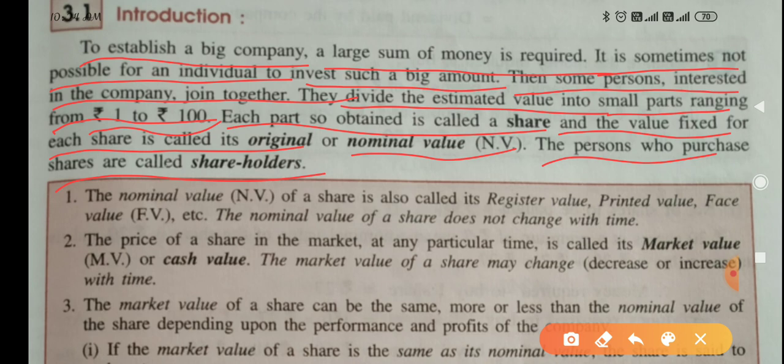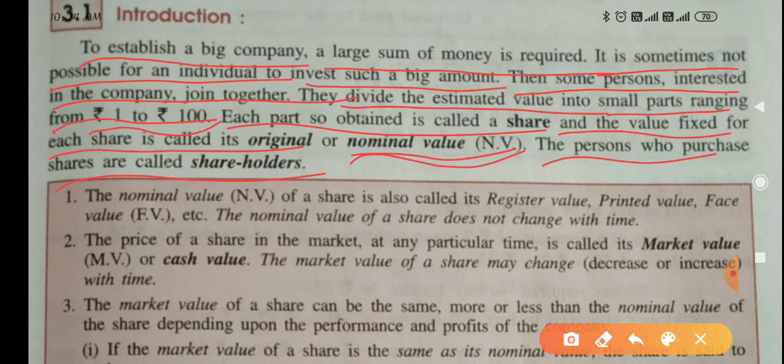It will depend upon the decision of all 5 persons who are coming together, those who are interested in the company. So it will depend on the decision of those persons, what the range of the money divided is. The value of each part will be a share. That value is called the nominal value, and each part is called a share.